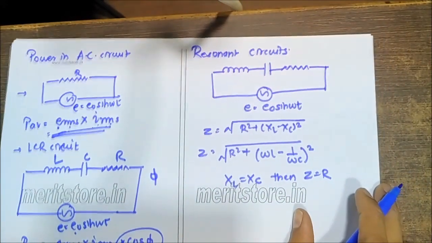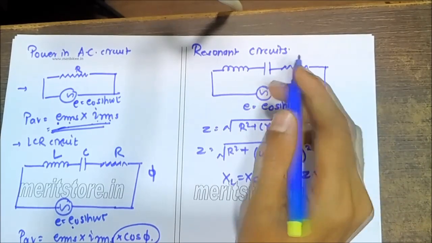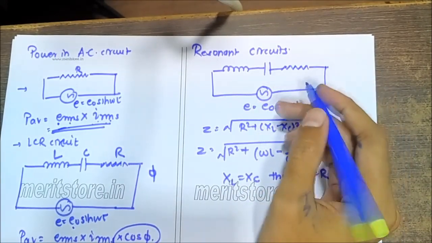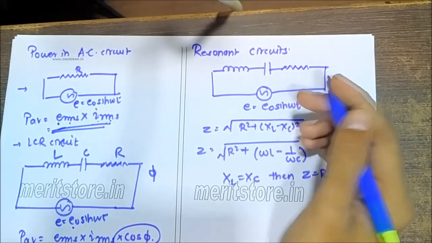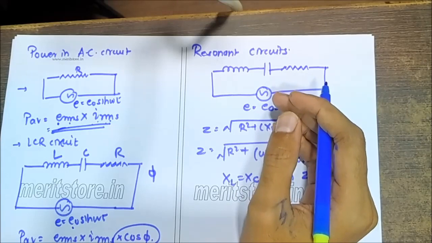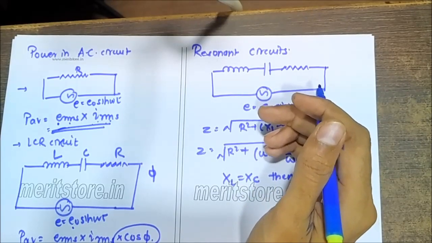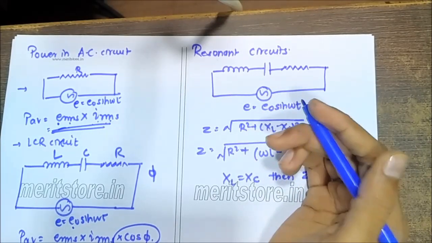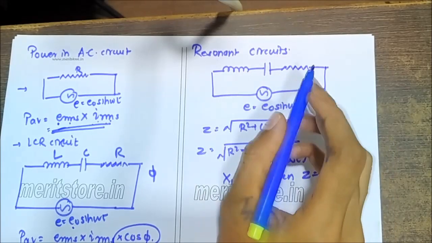Next we come to resonant circuits. Whenever AC circuits are connected to an inductor and a capacitor and the AC frequency is gradually changed, at a certain particular frequency the impedance becomes maximum or minimum. Such conditions are called resonance conditions, and the circuit is called a resonance circuit.